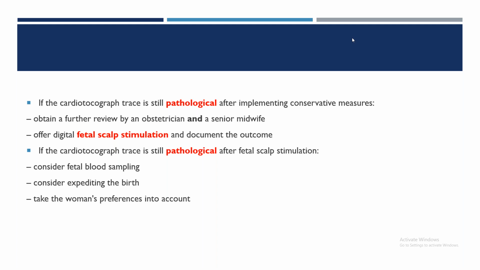So here you can go for FBS, and if with FBS the scalp pH comes normal, then you can wait for 1 more hour for the position to become favorable, correct? With the contractions and with active pushing, if the position becomes favorable, then you can wait for that. So see, if the delivery is imminent, go for instrumental birth. If the delivery is not imminent, go for fetal blood sampling.